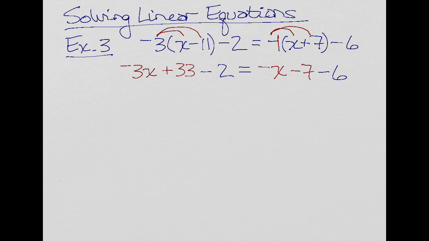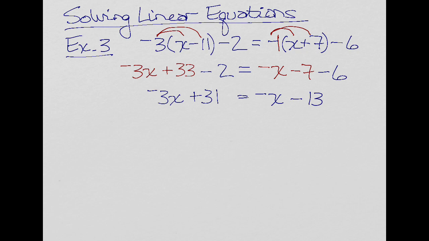The next thing I want to do is combine like terms on each side of the equal sign. So I'm just going to look only at the left side and combine like terms over here. I have 33 minus 2. I can combine those because they're both numbers, so that negative 3x doesn't change. There's nothing to combine it with. 33 minus 2 is positive 31. On the right, I have negative x, and then I have negative 7 minus 6, which is negative 13. So I just simplified down on each side of the equal sign.